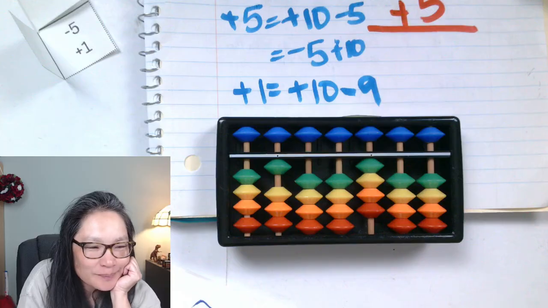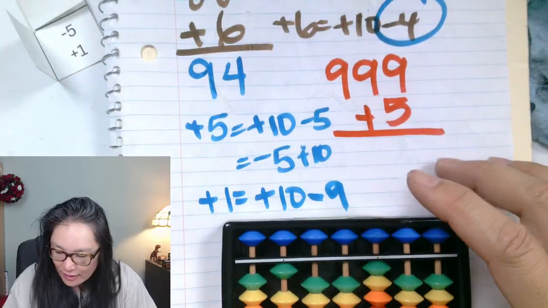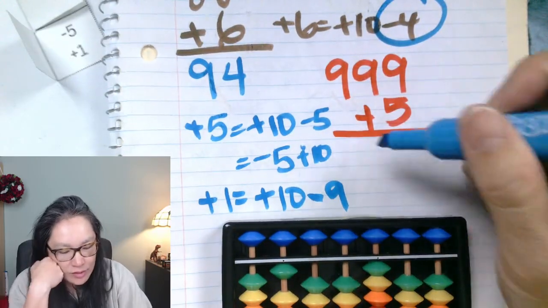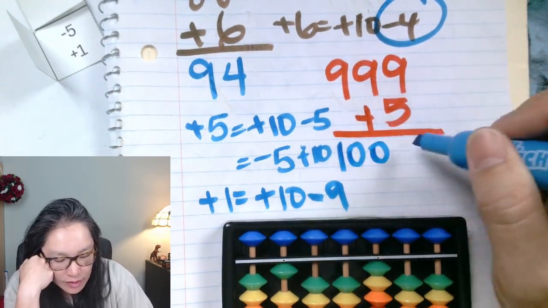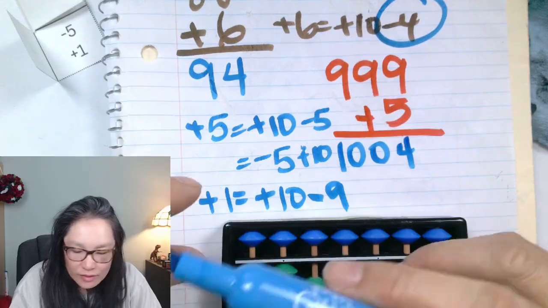All right. We all right? Does that make sense? Are we okay? So, oh, sorry, I should write my answer. So my answer is 1004.